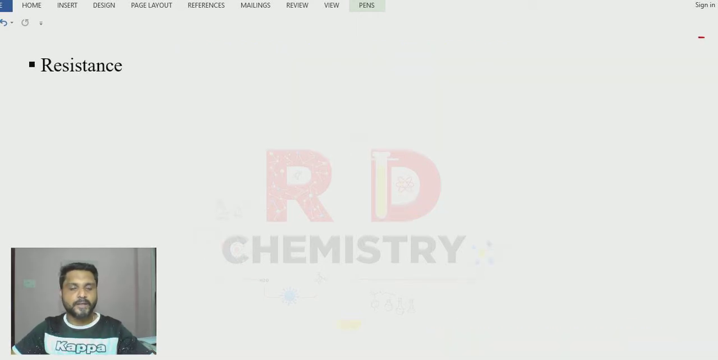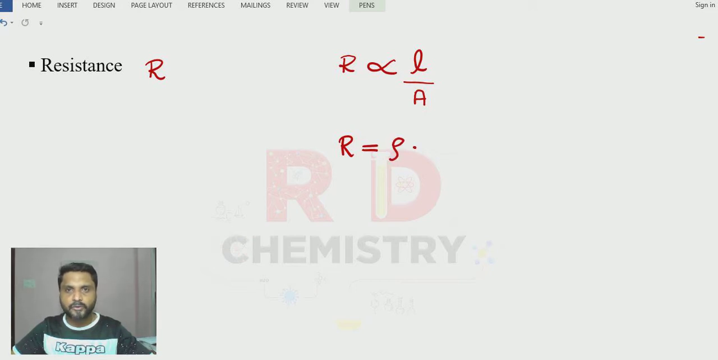Now what is resistance, students? Resistance is nothing but the obstruction to the flow of electricity. It is represented by the symbol R, correct? And the resistance is directly proportional to the length of the wire, but in case of electrolytic solution, the length of the solution, and inversely proportional to the area of cross section, correct? Or R is equal to one constant, we'll call it rho, into L divided by A, correct?